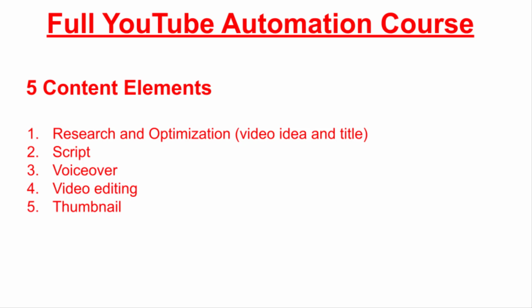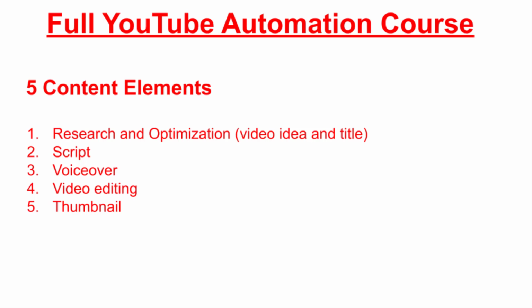Now, as we talked about earlier, there are 5 different content elements when it comes to making a faceless YouTube automation video. So every YouTube automation video consists of someone doing the research and coming up with the idea and the title, then writing the script, then doing the voiceover and having an audio for that video, then video editing, and finally creating a thumbnail for the video before you publish it.